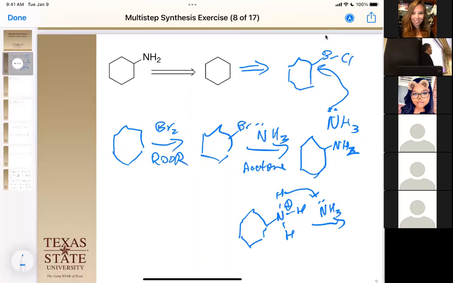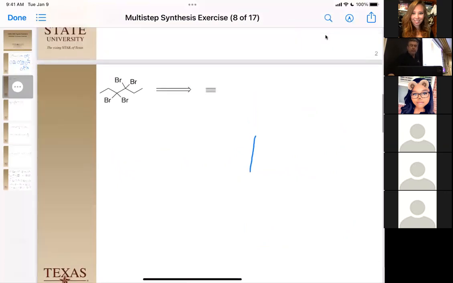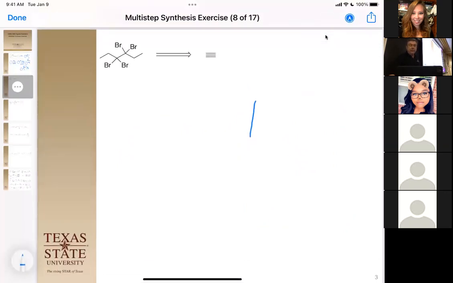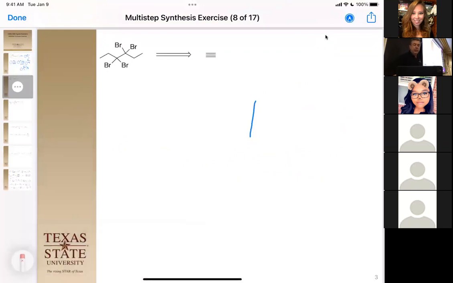Okay, questions on that? So you see the strategy, right? Trying to do what you know and then take it a little bit further. Okay, so this one's a little more complicated. We're going to make a tetrabromo compound. So I guess we're going to do a whole bunch of halogenation, right?